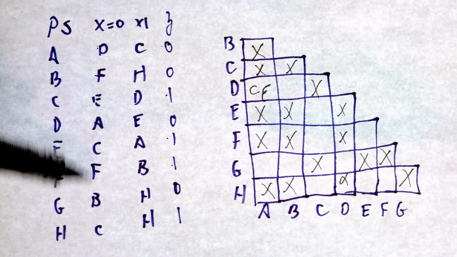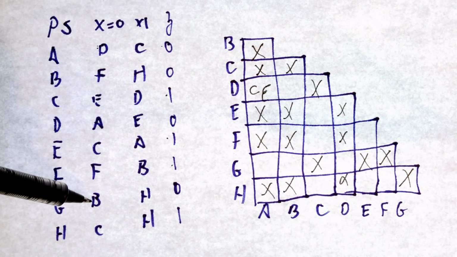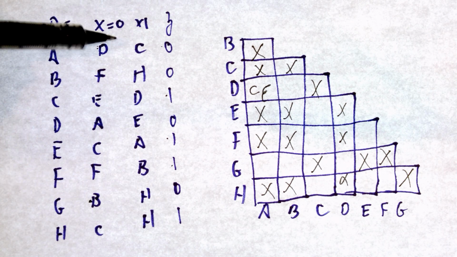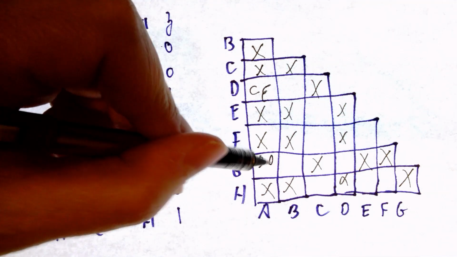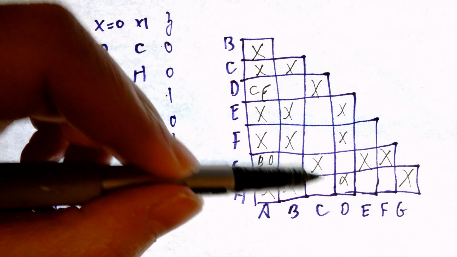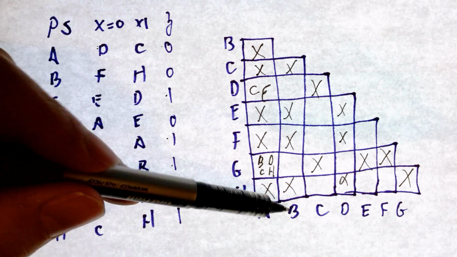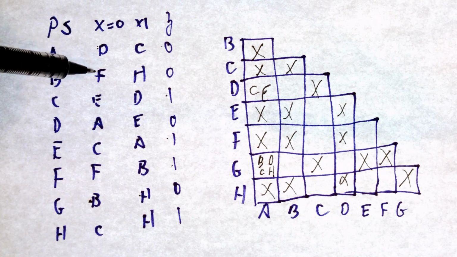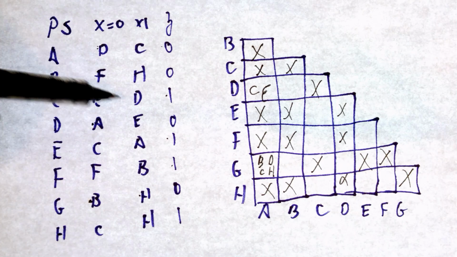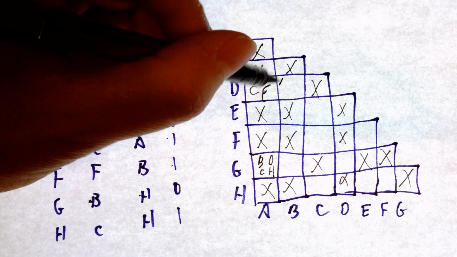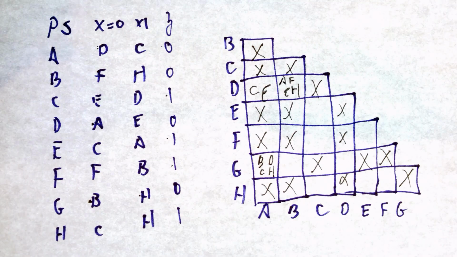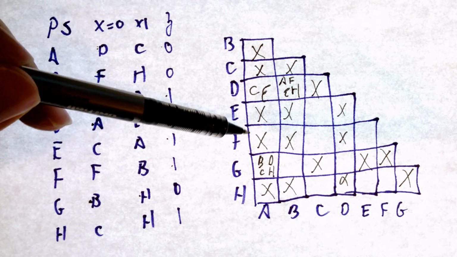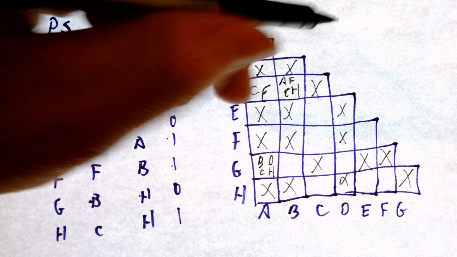From A to G, we have BD, and we also have CH. So I got BD and CH. Now CH is also empty. Let's look at BD. From B to D, we have AF and EH. AF has a block on it, so this must be blocked.